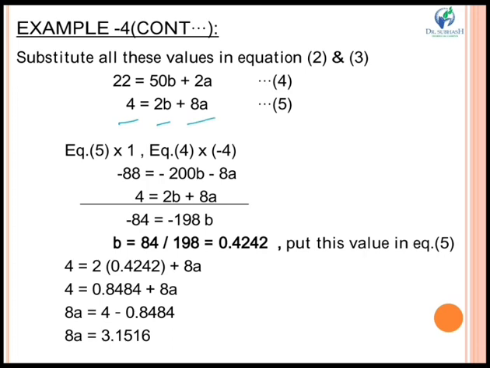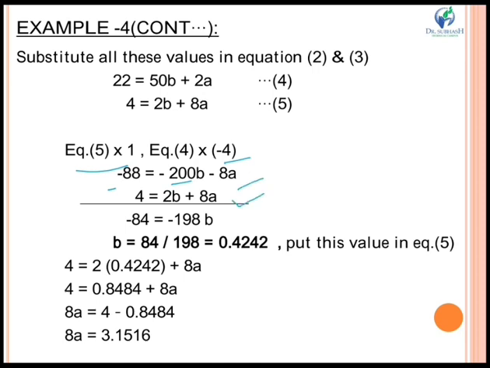Now we will eliminate either a or b. I am multiplying equation 5 with 1 and equation 4 by minus 4. So I get minus 88 equal to minus 200b minus 8a, and equation 5 will be as it is. I will add both the equations. So a will be eliminated and b will be equal to 84 by 198, which is equal to 0.4242.